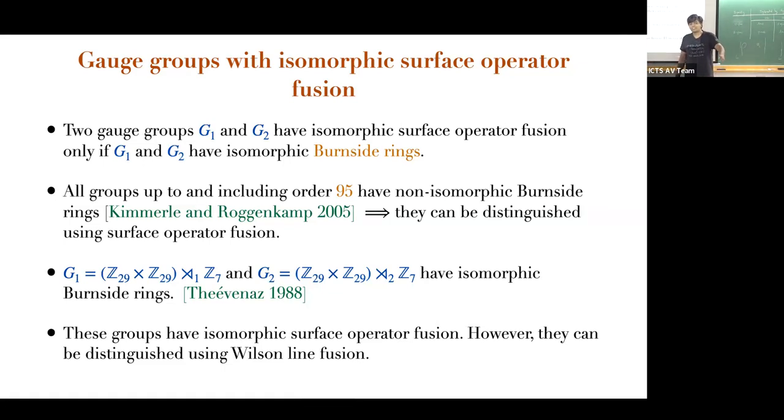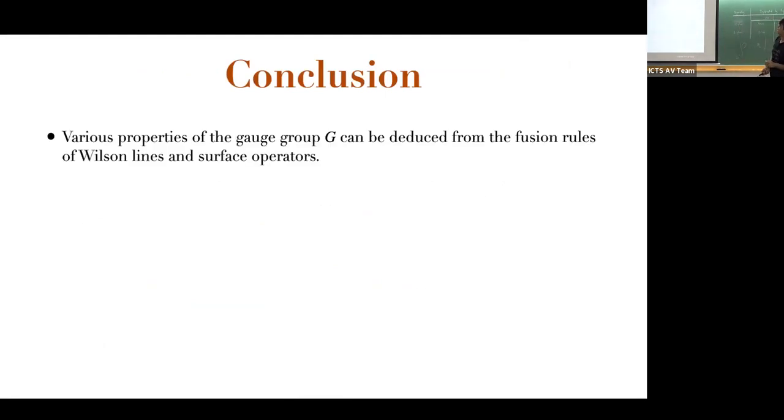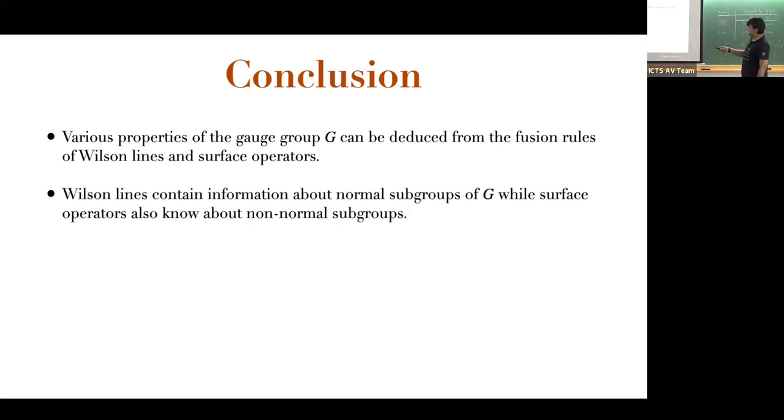So Wilson lines do distinguish these two groups, even though surface operators do not, which means Wilson lines know about properties of the group that surfaces do not, and surfaces know about properties of the group that Wilson lines do not. We can combine both to distinguish many, many groups. So let me conclude by saying that there are various properties of the group that can be deduced from lines and surfaces. Wilson lines know about normal subgroups, but surface operators also know about non-normal subgroups, and that is really where we can use surface operators to distinguish many groups that Wilson lines cannot.